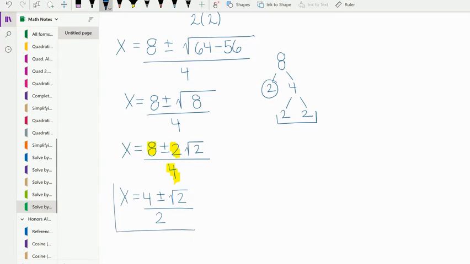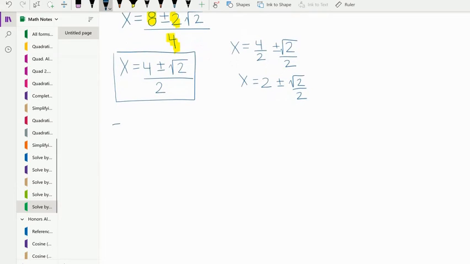So there's actually, we can simplify it further if we want, just so you know. We could also write this as 4 over 2 plus or minus root 2 over 2. And then 4 over 2 is 2. So it's 2 plus or minus root 2 over 2. So for those of you who want to go the extra step, but I would totally accept what I have in the box, okay? So we're going to go ahead and do one last problem.